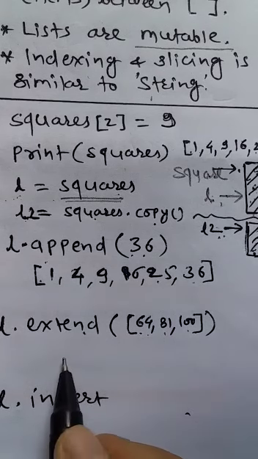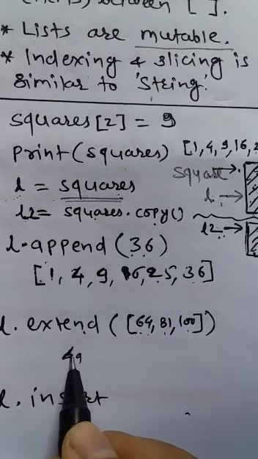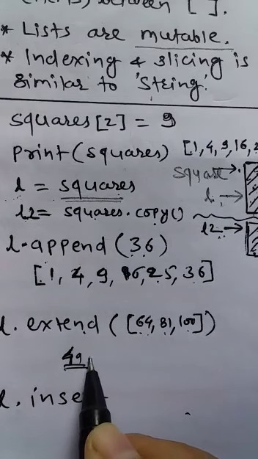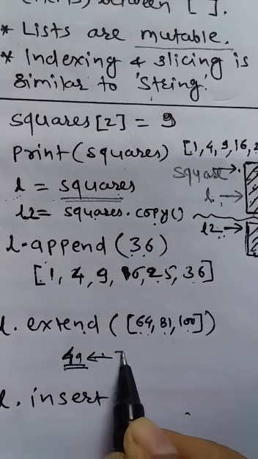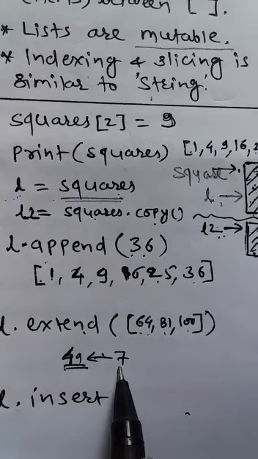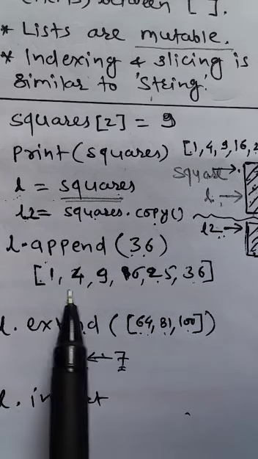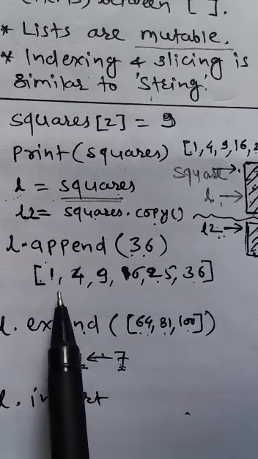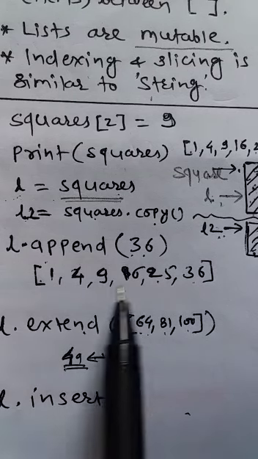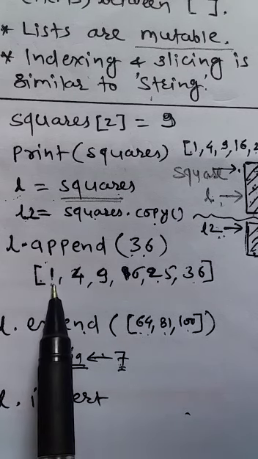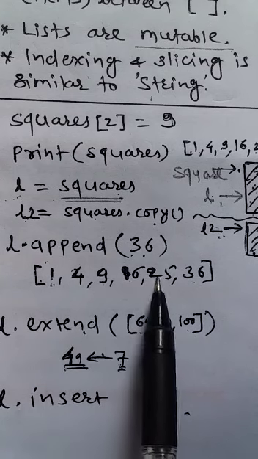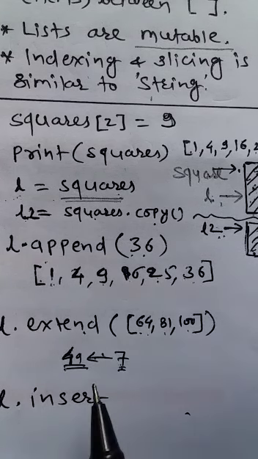Now this 49 is the square of which number? It is the square of 7. Square of 7 is 49. Now 7, where will be the better position for 7? It is after 6. Now what is the index of 6? Index starts from 0. So 0, 1, 2, 3, 4, 5. So what will be the index of 49? 6.